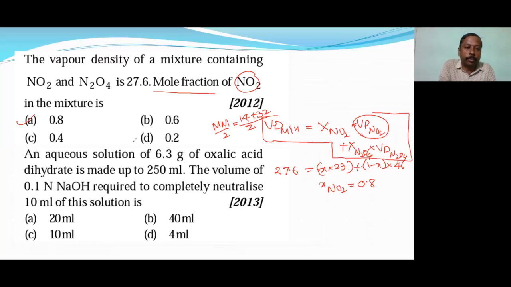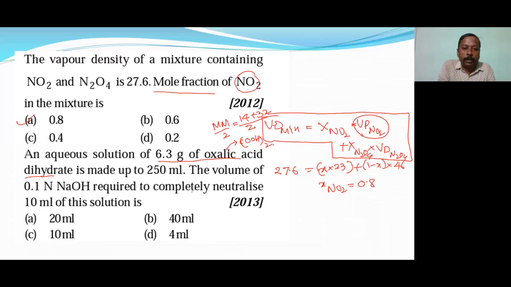Then the next question: an aqueous solution of 6.3 grams of oxalic acid. If you don't know the formula of oxalic acid, the simplest way to write it is (COOH) whole twice. But here it is the dihydrate, which means dot 2H2O you should also take. If you don't consider that, then it will be a problem.